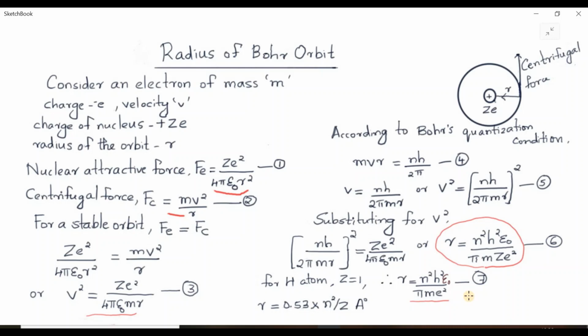If we substitute the values of h, the Planck's constant, which is 6.626 into 10 raised to minus 34 joule second, epsilon naught is equal to 8.854 into 10 raised to minus 12. Epsilon naught is the permittivity of space. Then the mass of the electron is 9.1 into 10 raised to minus 31, and e is the charge, that is 1.602 into 10 raised to minus 19. So if we substitute these values, the equation becomes r is equal to 0.53 into n square by Z angstrom.